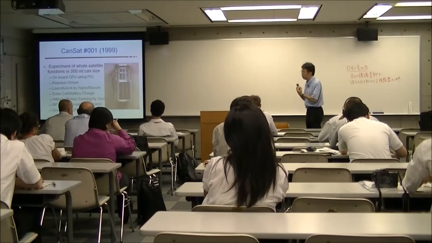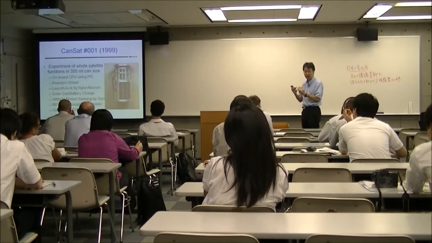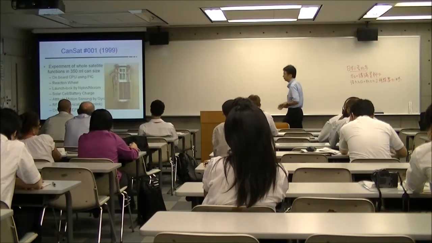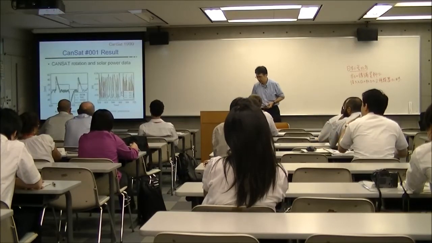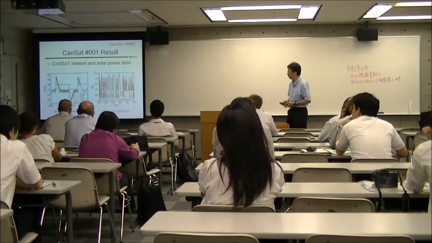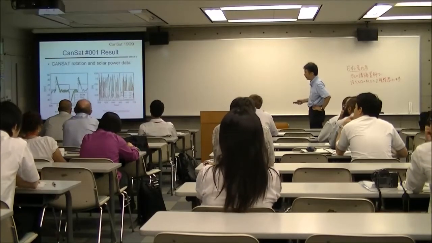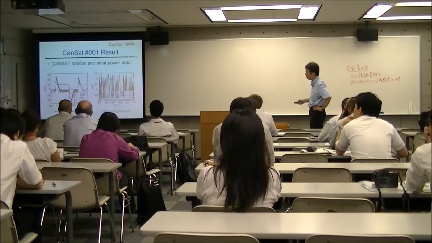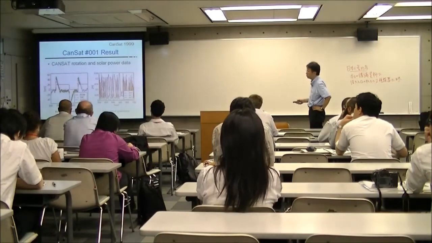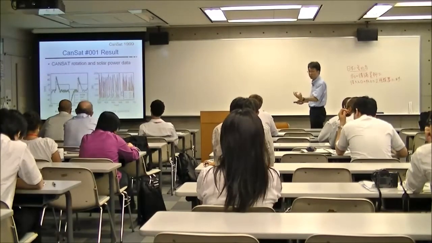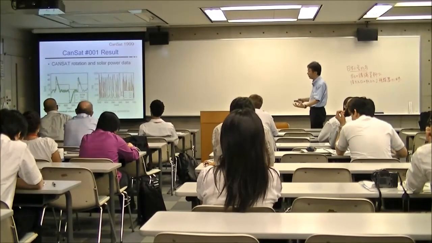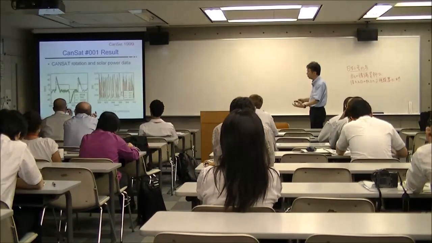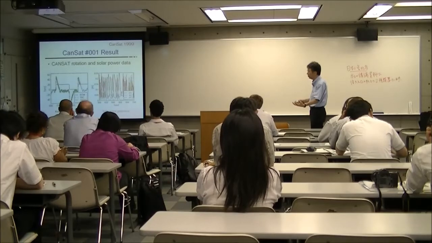You can check that. So this is the redundancy of the data storage. Okay? And these are the results of our first CanSat. The horizontal axis shows the time, and the vertical axis is the rotational speed. Maybe you can see that using commands from the ground, the satellite changes its rotational speed, right? First rotation, stop, and fast rotation in a different direction, and so on.